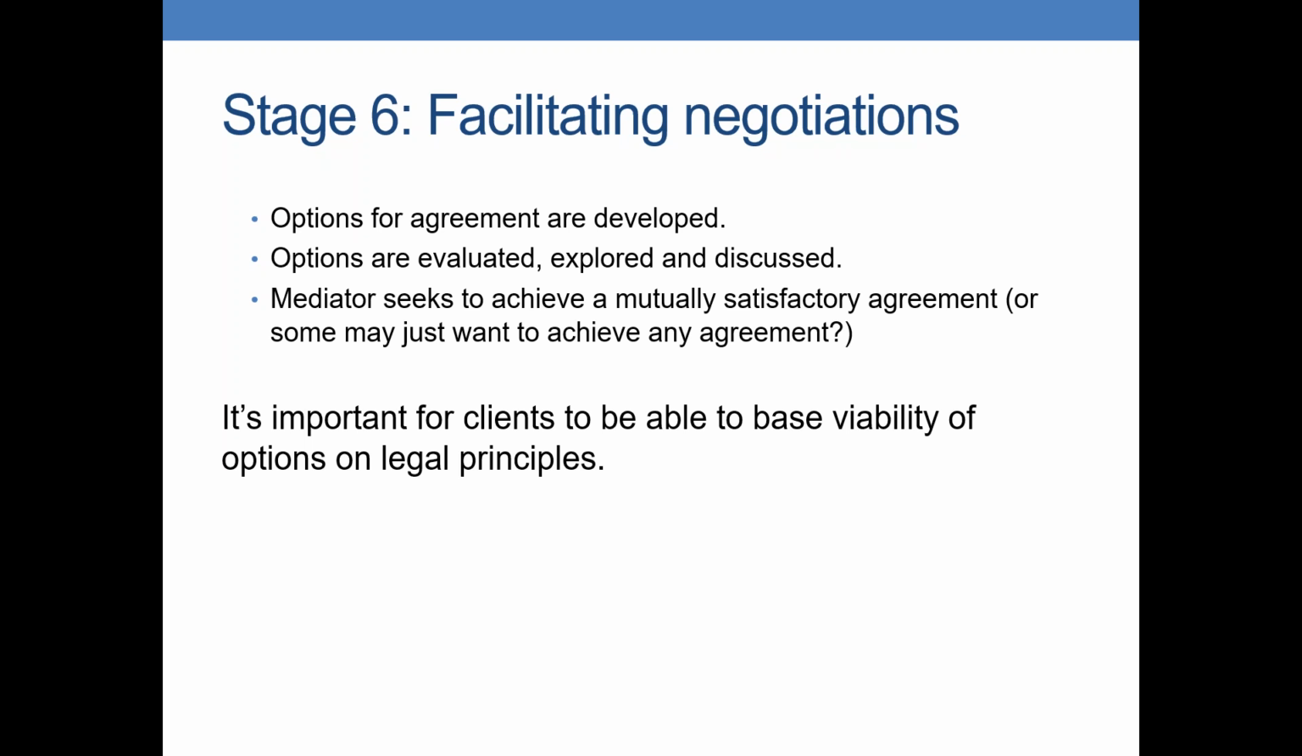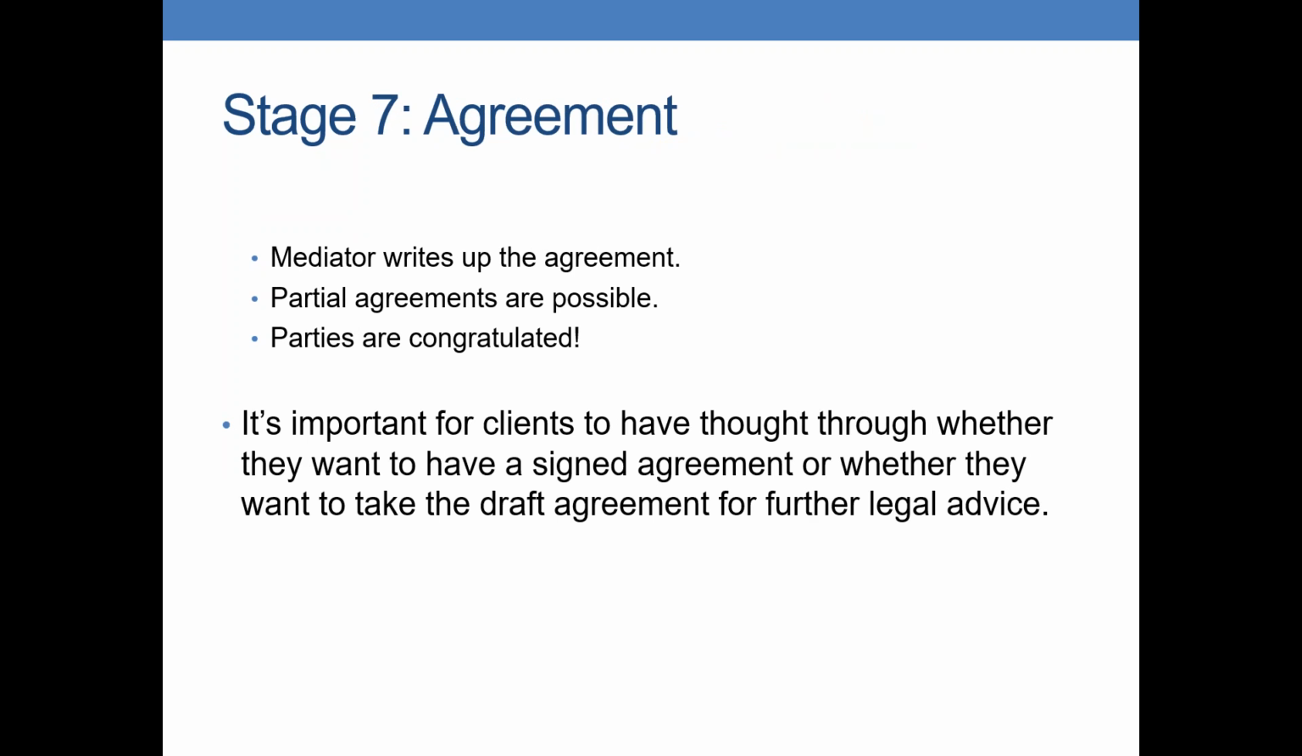And I suppose in terms of what we can do, again, it's the shadow of the law that's really important in terms of the outcomes. In order for a client to be able to decide whether they can live with something, they really do need to be able to measure that against what might happen if they did take it to court. So that's really important.